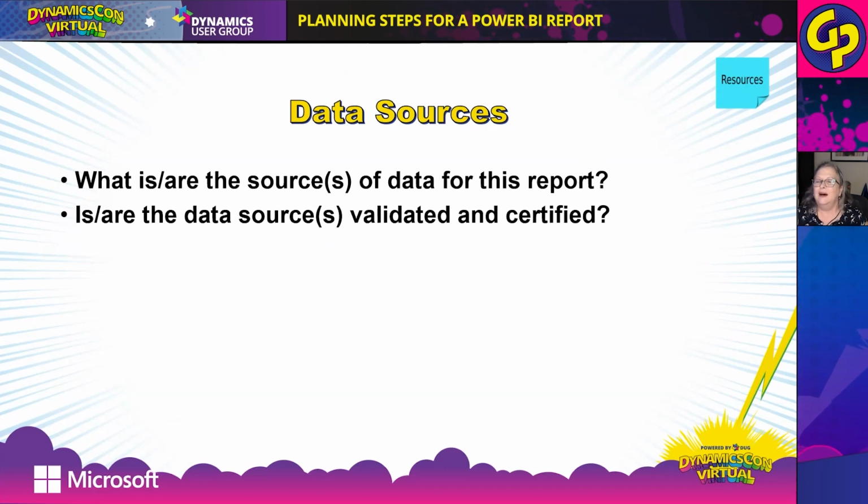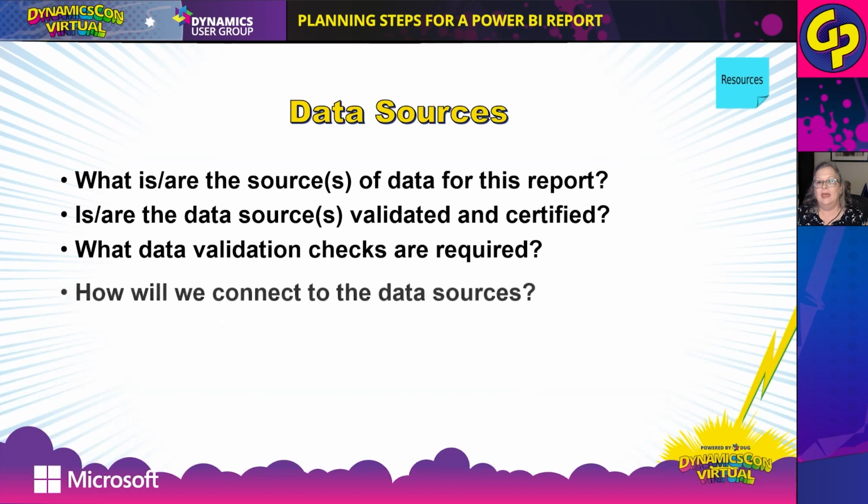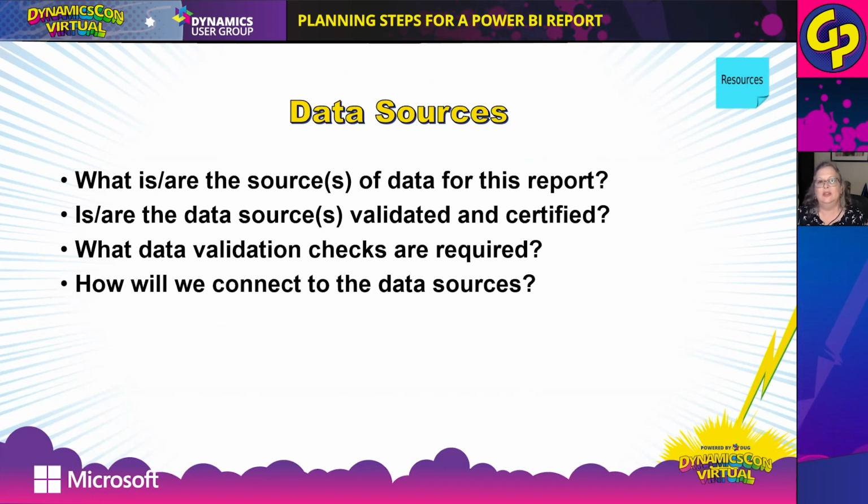We want to understand how we know that this data is accurate. If you're pulling it off of Wikipedia in order to get some table from somewhere, is that necessarily going to be accurate? Are you making $1 million decisions based on somebody's Wikipedia entry? You have to know that, and you have to be thinking about that. What data validation checks are required? And then how are we going to connect to the data sources?